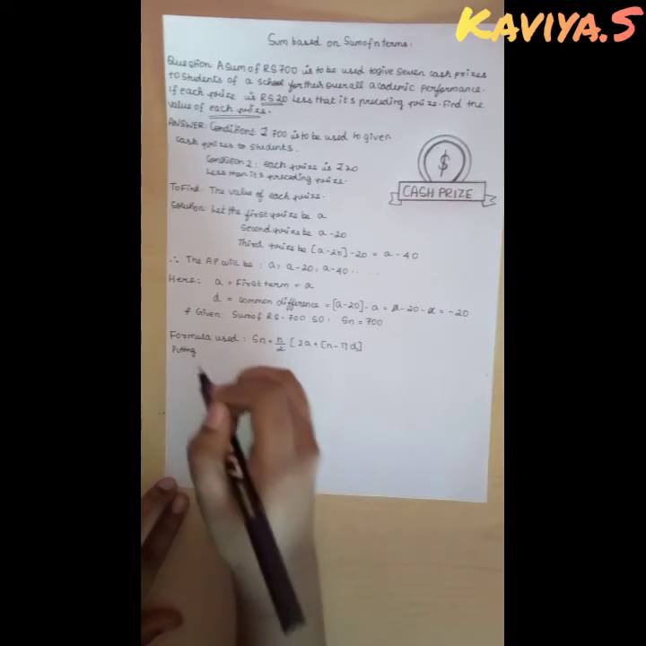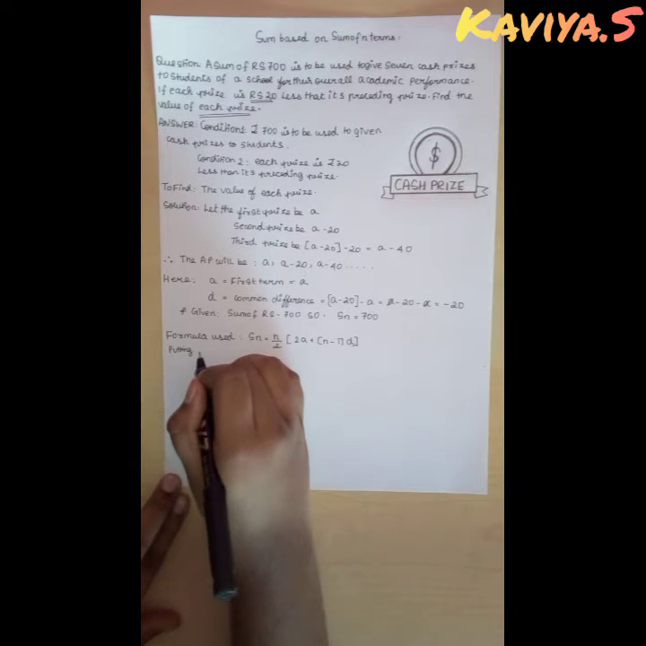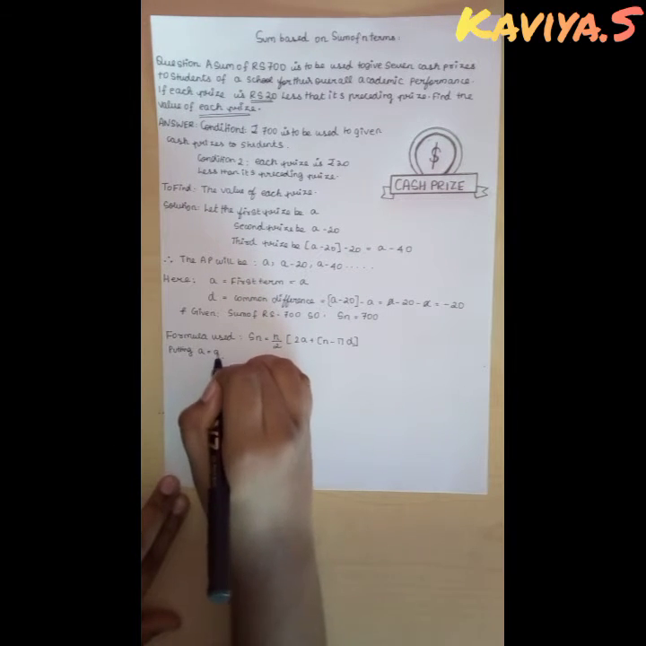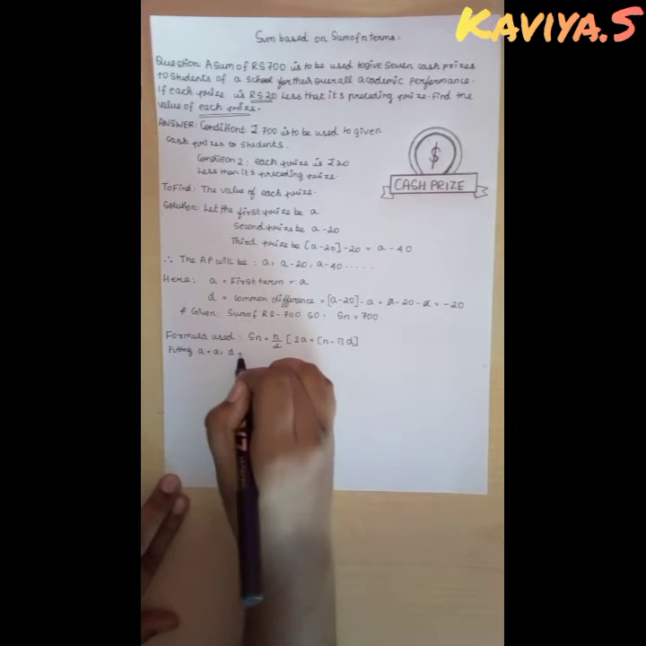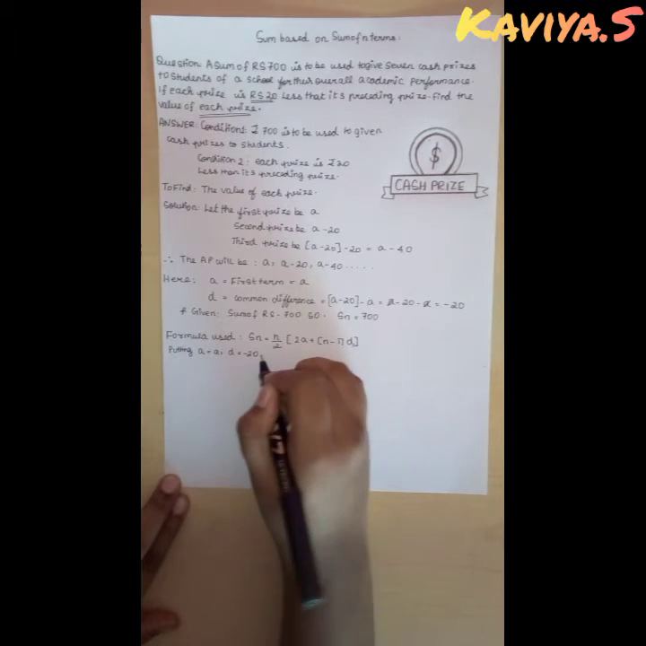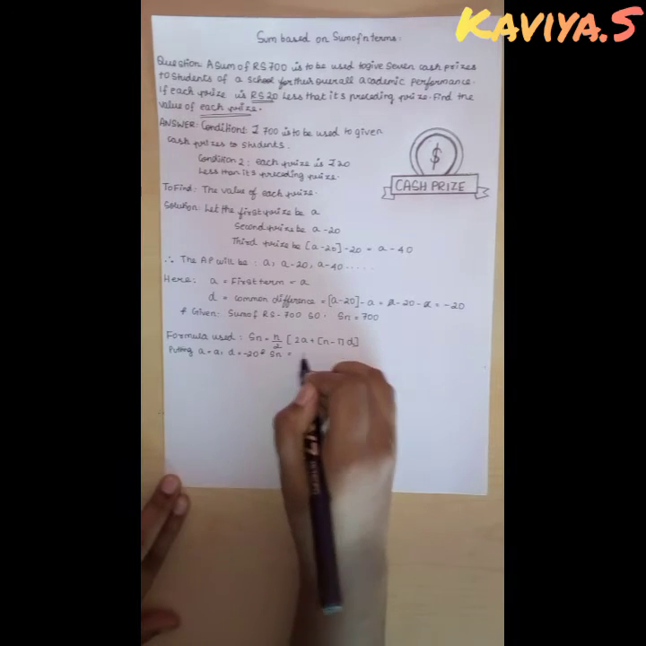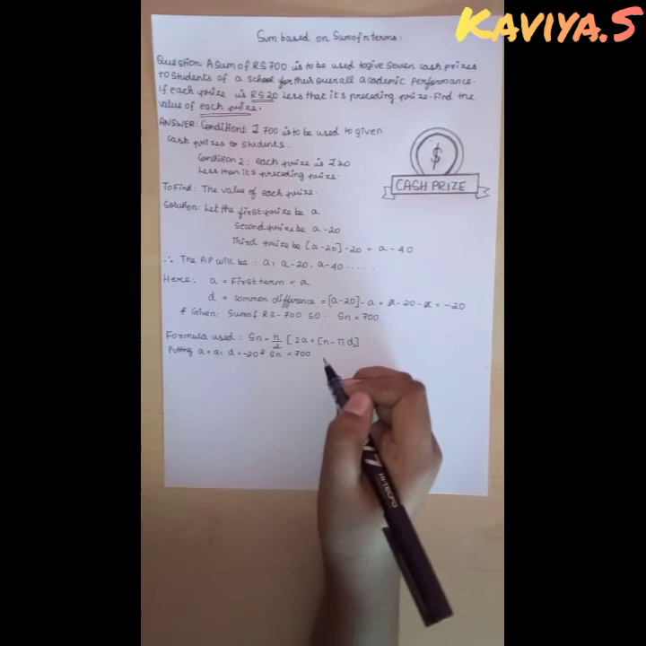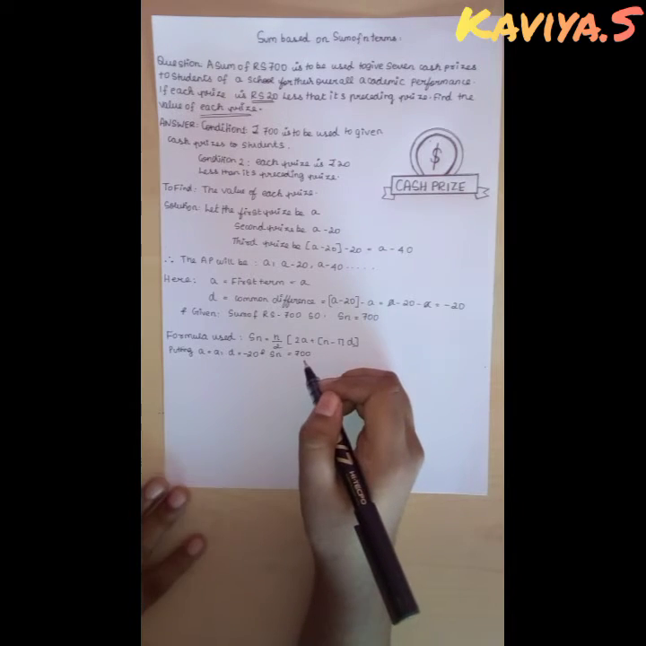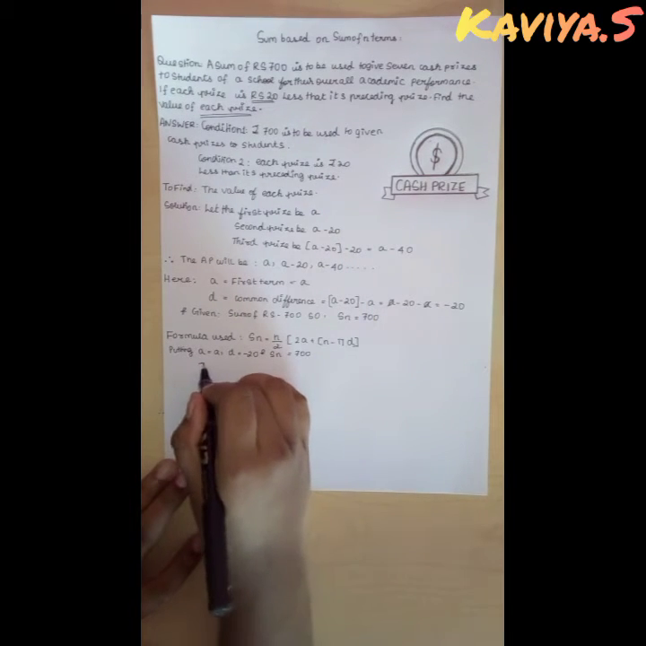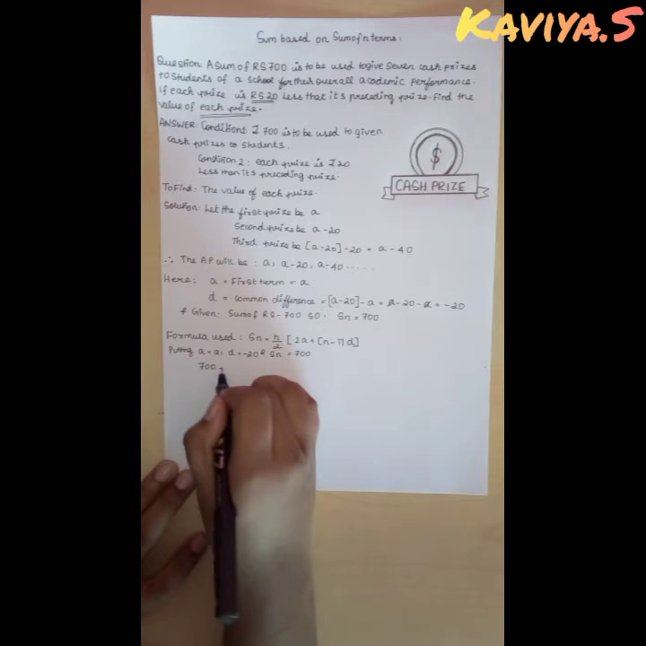So now we are going to substitute the values in this formula. So a is equal to a, d is equal to minus 20 and Sn is equal to 700. So we are going to substitute these values in the formula.